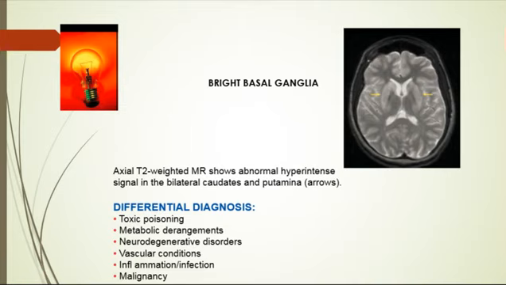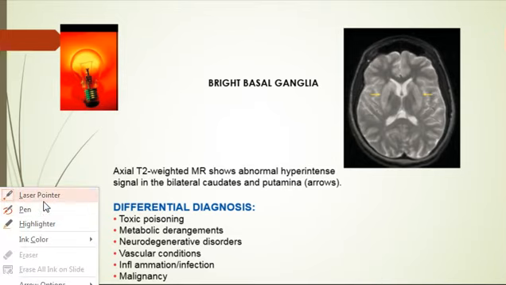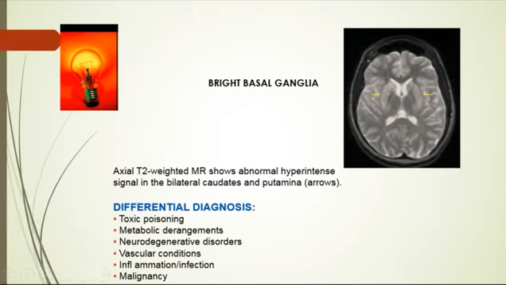You have increased T2 signal intensity of the basal ganglia. The basal ganglia should be less hyperintense on the T2 images. This is a bright ganglia sign. So on the MRI, the hyperintensity on T2 and or T1 weighted sequences, the bright basal ganglia can be seen with various etiologies, including toxic, metabolic, neurodegenerative, vascular, inflammatory, infectious, neoplastic conditions.